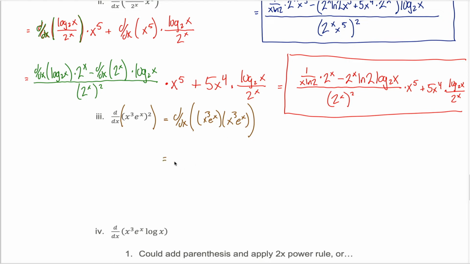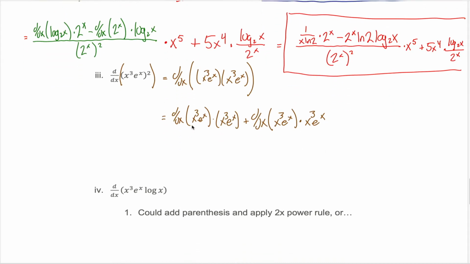Our product rule says when you're taking the derivative of something times something, you take the derivative of the first thing, the x cubed e to the x, and then you multiply that by the second thing, which just so happens to also be x cubed e to the x, this one. And then to that you want to add the derivative of the second thing, so the derivative of this x cubed e to the x, times the first thing, also x cubed e to the x. You're like, all right, that's not too bad.